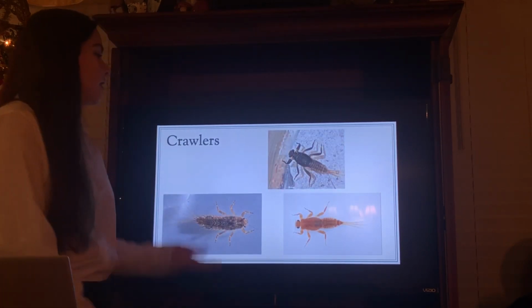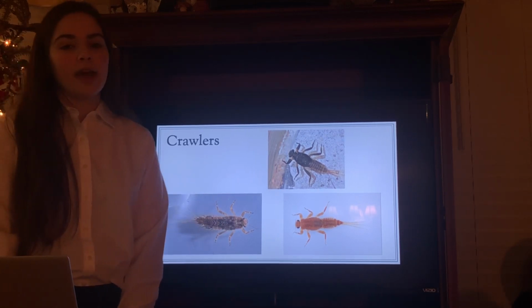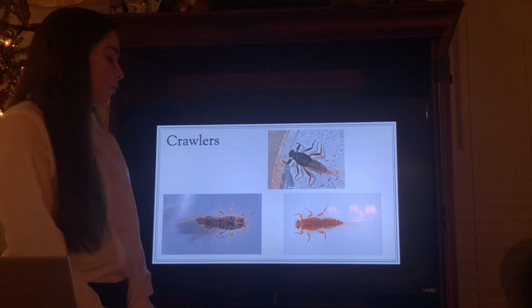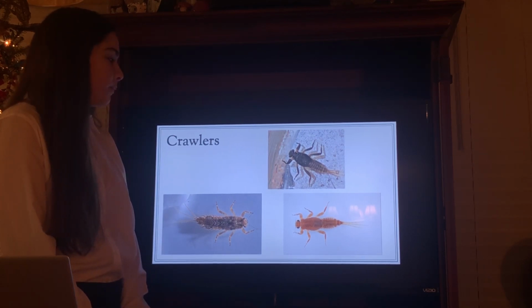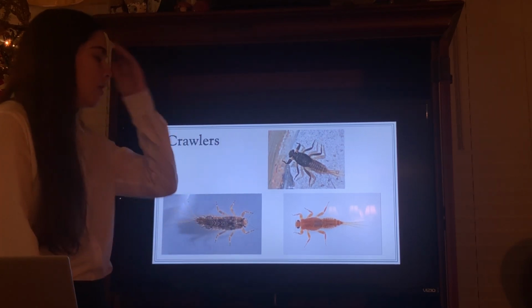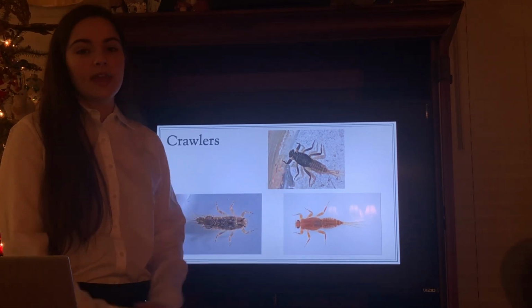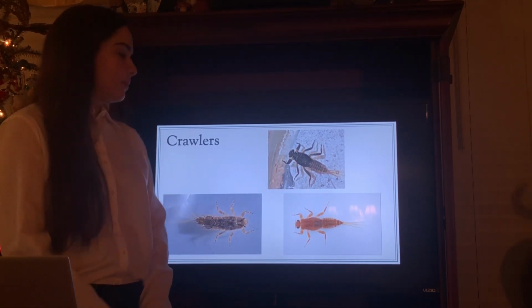Crawlers. The crawlers are specially adapted to live in slower moving streams. These crawlers have adapted to live in these slower moving streams by having specialized gills to take in the lower oxygen amount.